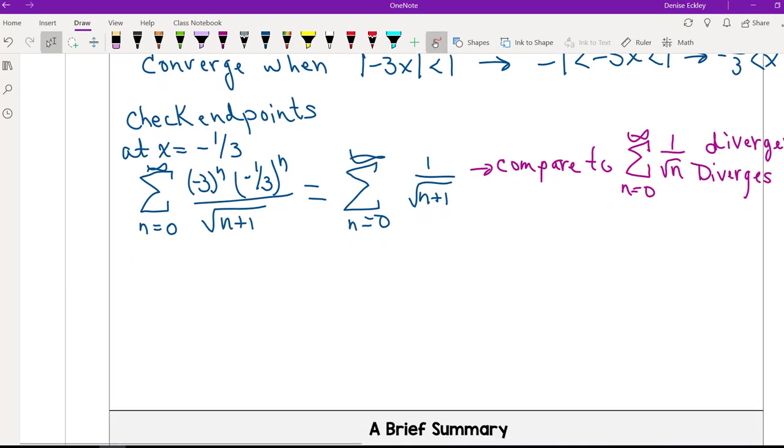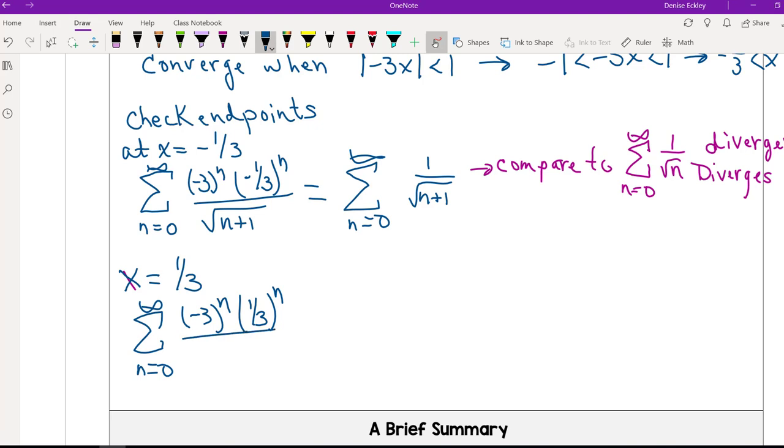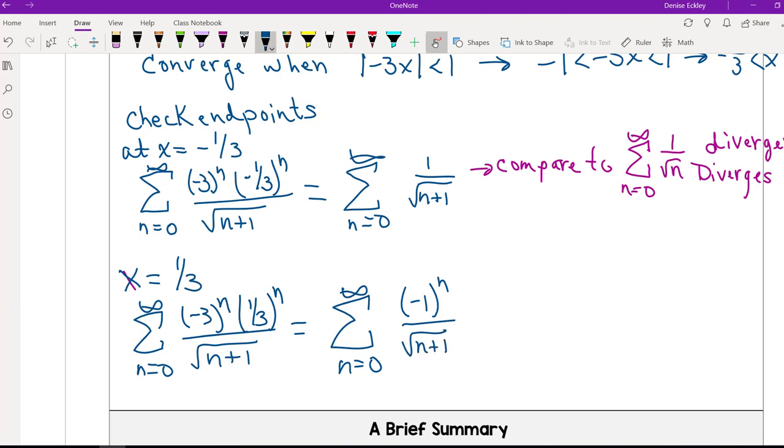And then if we look at x equals positive 1/3, we're going to have the summation n equals 0 to infinity of negative 3 to the n times 1/3 to the n over the square root of n plus 1. So when we simplify, this does simplify a little differently. What we're going to get now is a negative 1 to the n power left. So now we have an alternating series that we can check.